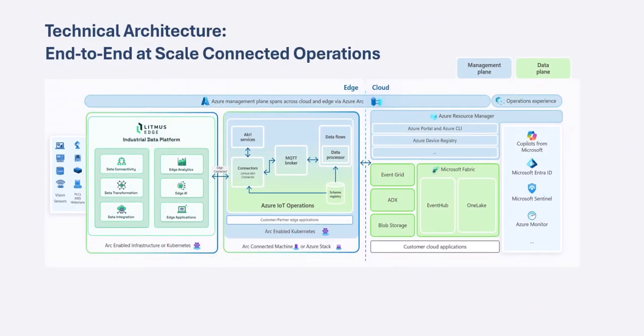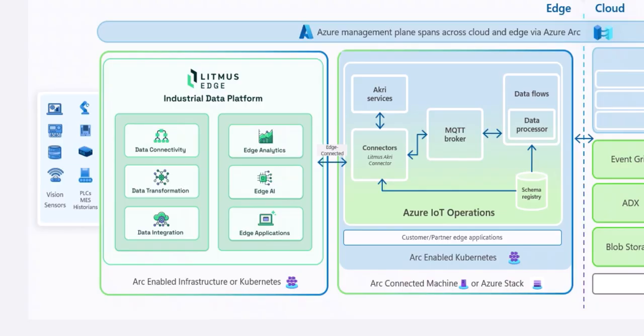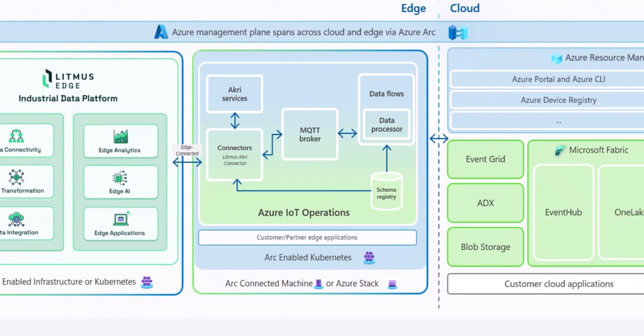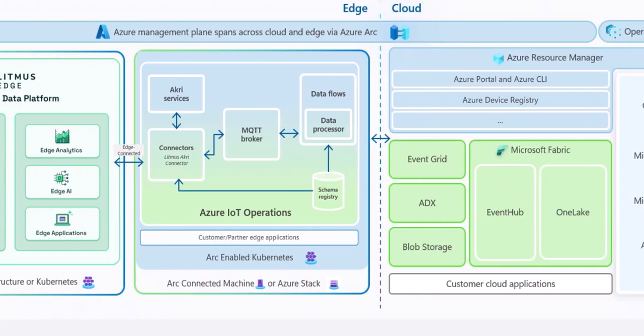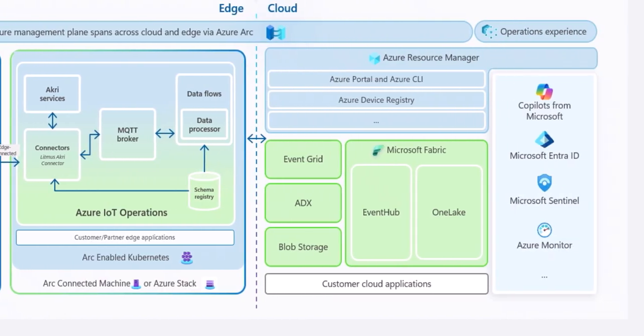Here is the end-to-end architecture. Litmus Edge connects to PLCs and sensors, manages configuration, and collects high-quality industrial data. The Litmus Akri Connector passes metadata and schemas to Azure IoT Operations, while MQTT streams telemetry into Azure services like Microsoft Fabric and OneLake for analytics and governance. With Azure Arc, customers have one management layer across cloud and edge, enabling teams to scale this design across many sites.